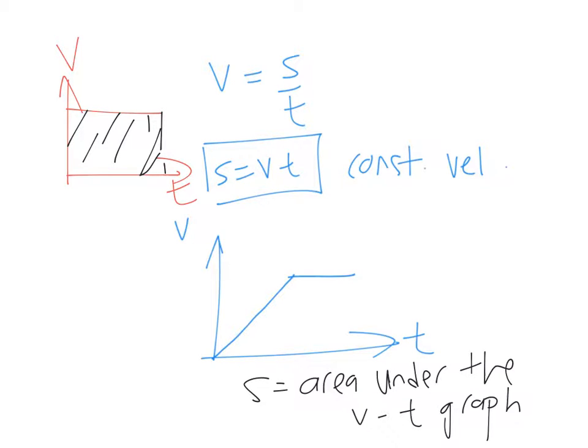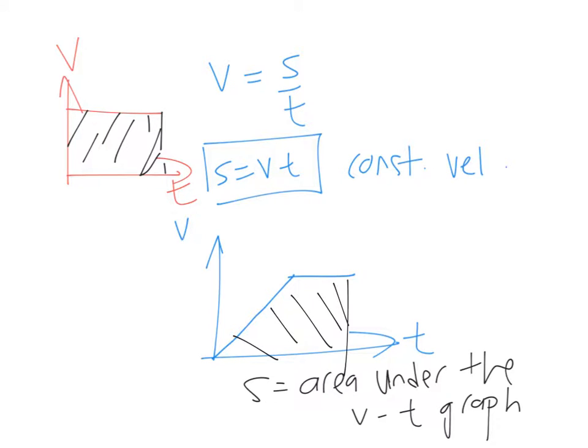So if it is constant velocity, it's faster to solve it this way, s equals vt. But if it's not constant velocity and you want to find the distance or displacement from the graph, then you can take the area under the graph. So in this case, you can take this whole area.